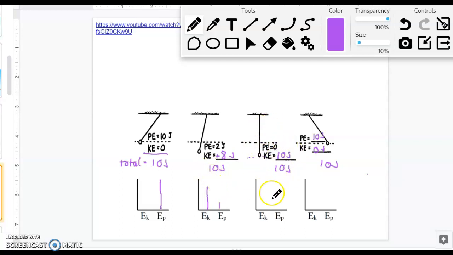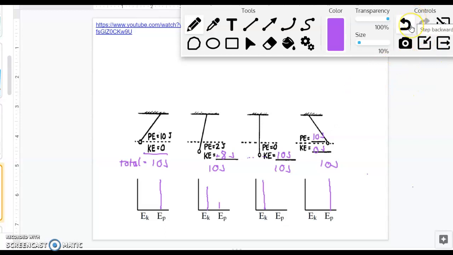When I get to this position, my potential energy is now 0. All my energy is kinetic. This is where I can draw it all the way to the top. And then when I'm at this very last position, that's where I can say kinetic energy is 0. My potential energy is now back, all my potential energy goes up to the top. And that's how I draw those diagrams, and that's kind of what I want you to be able to do.